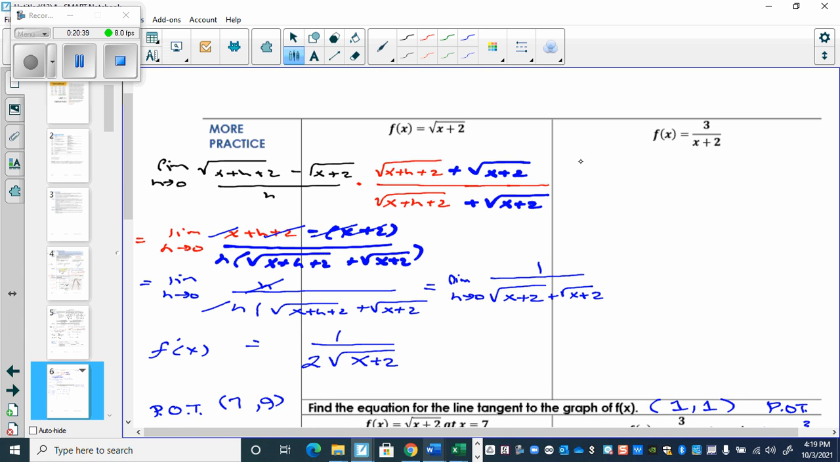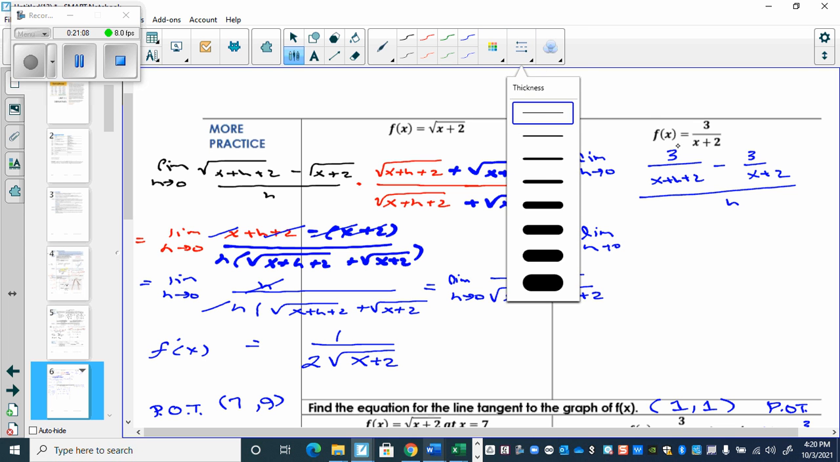So the limit as h goes to 0 of 3 over x plus h plus 2 minus 3 over x plus 2, all over h. One of the first things I would do is bring all of that up. That's why we did problems like this in the previous unit. I don't know if you remember or not. And we're going to get these common denominators here. So I'm going to go ahead and do some little work so I can save some space here.